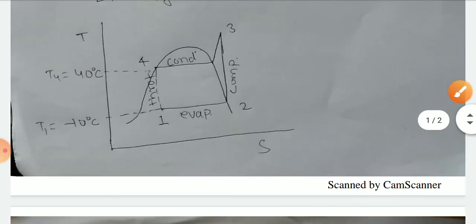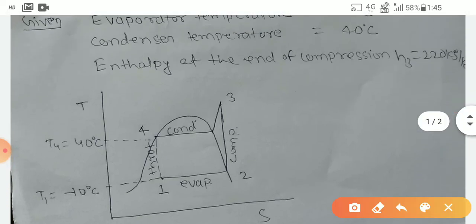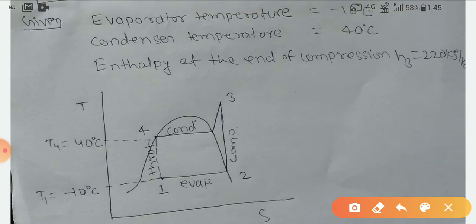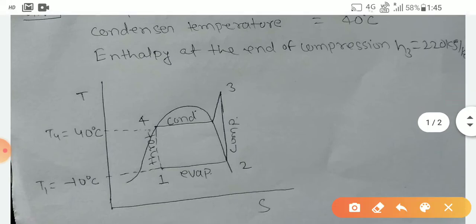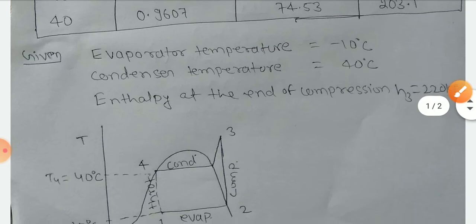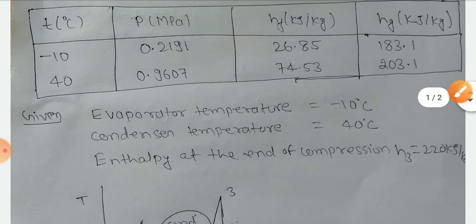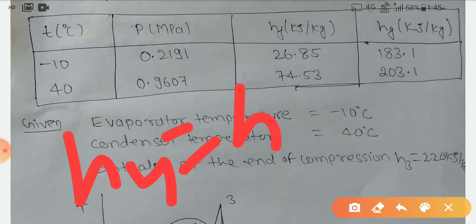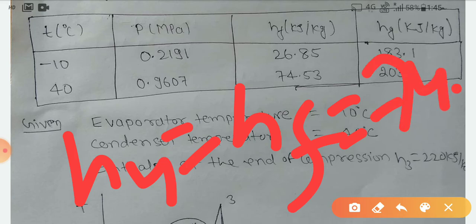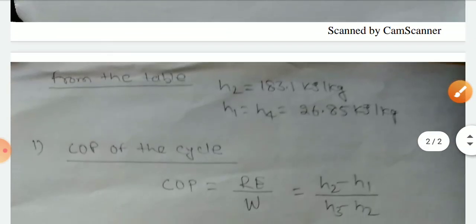Now I am going to find H1. So first I am going to find H4, which is given here. You can see here, the temperature is 40 degrees Celsius and here is H, you can find Hf. So you can find H4 is equal to Hf, that means 74.53 kilojoule per kg. Now I substitute this value in the main equation.